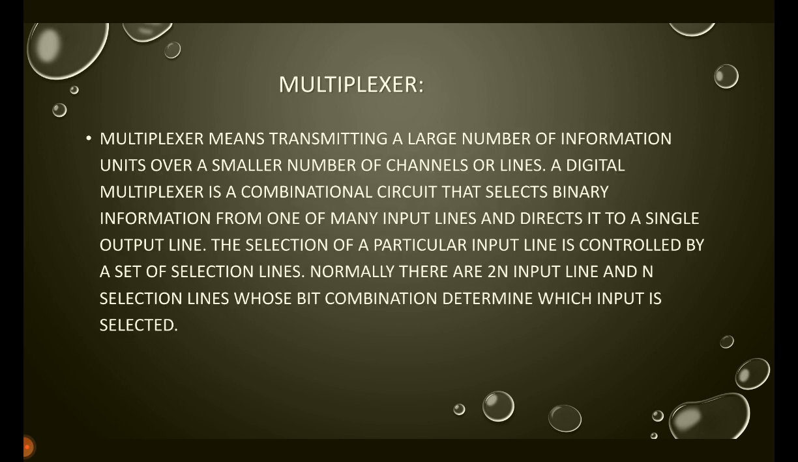Let's see first what is multiplexer. Multiplexer means transmitting a large number of information units over a small number of channels or lines. A digital multiplexer is a combinational circuit that selects binary information from one of many input lines and directs it to a single output line. The selection of a particular input line is controlled by a set of selection lines. Normally, there are 2^n input lines and n selection lines whose bit combination determines which input is selected.